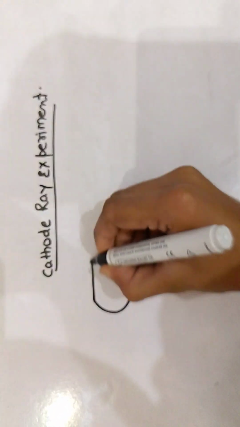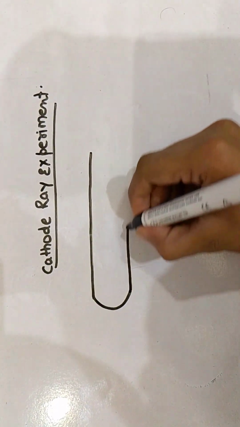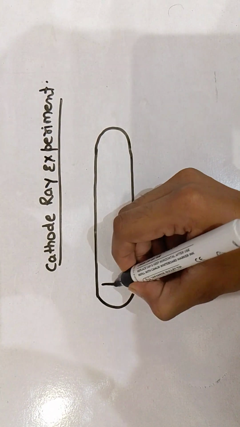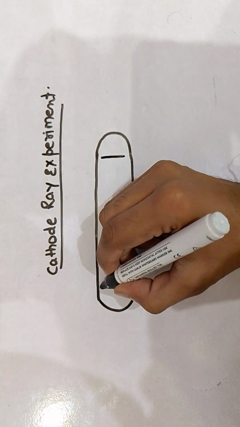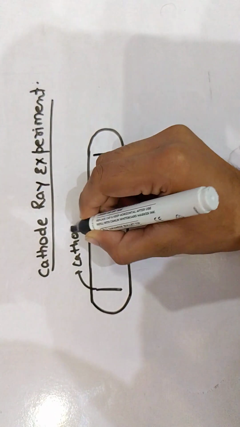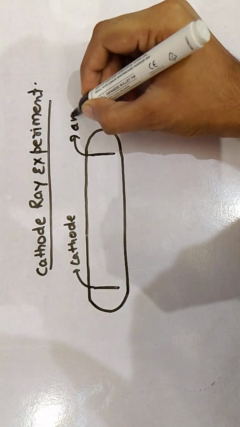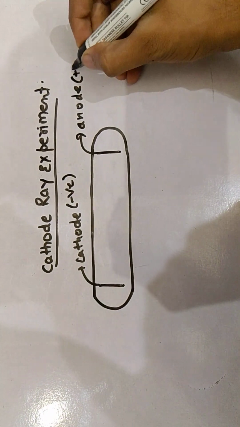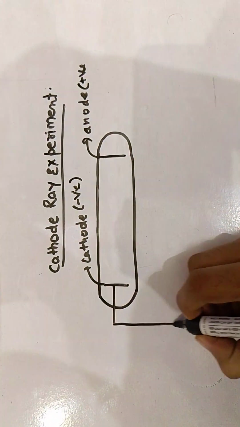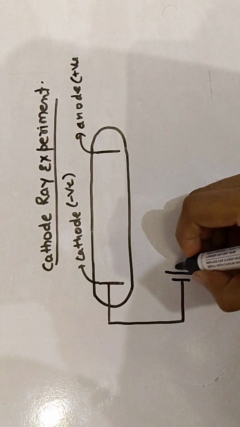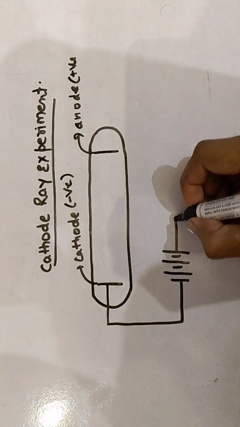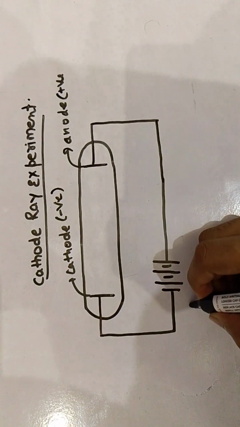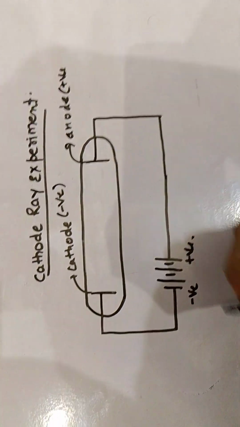Firstly, we take a cathode tube, where we will set a cathode and anode. This is negatively charged, and this is positively charged. When we connect it to a voltage, or you can say a battery, this is negative, this is positive.